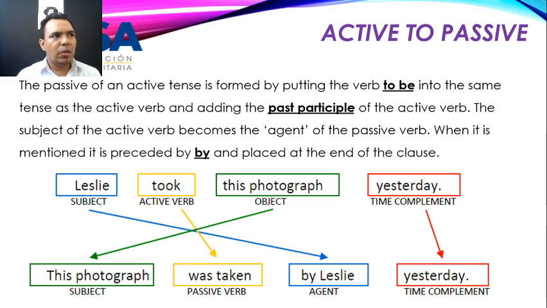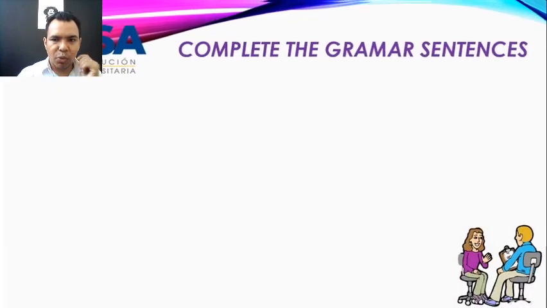Let's think about a different example, because you are going to do some exercises now. Remember, to transform any sentence into active or passive, you need to be careful. Remember, you change the position of the subject and the object, and you also need to transform the verb into a passive verb with the verb to be and the past participle.